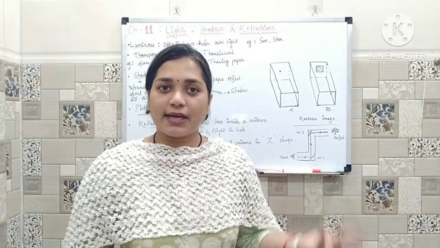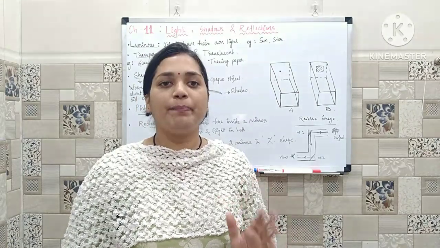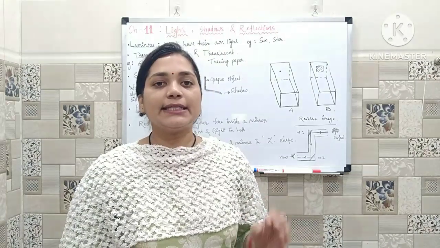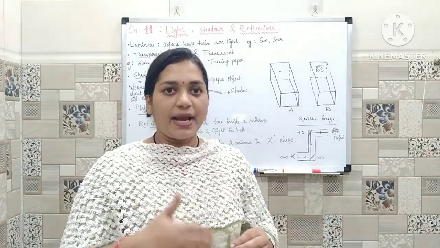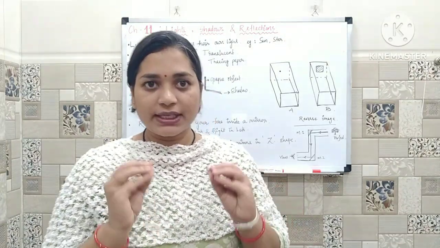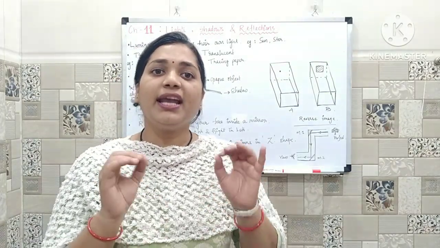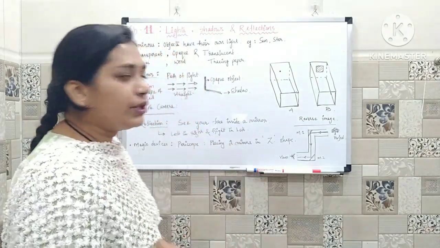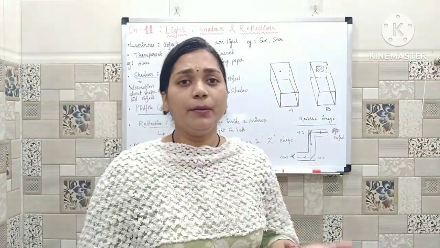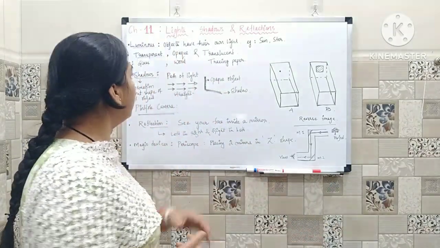Tracing paper is an example of a translucent medium, through which light can pass but only partially, not completely. You can see the image or the object behind that medium blurred, at a blur level but not clearly or exactly. So this is all about the categories of objects based on the properties of light, and how we can visualize them. Then coming to shadows.